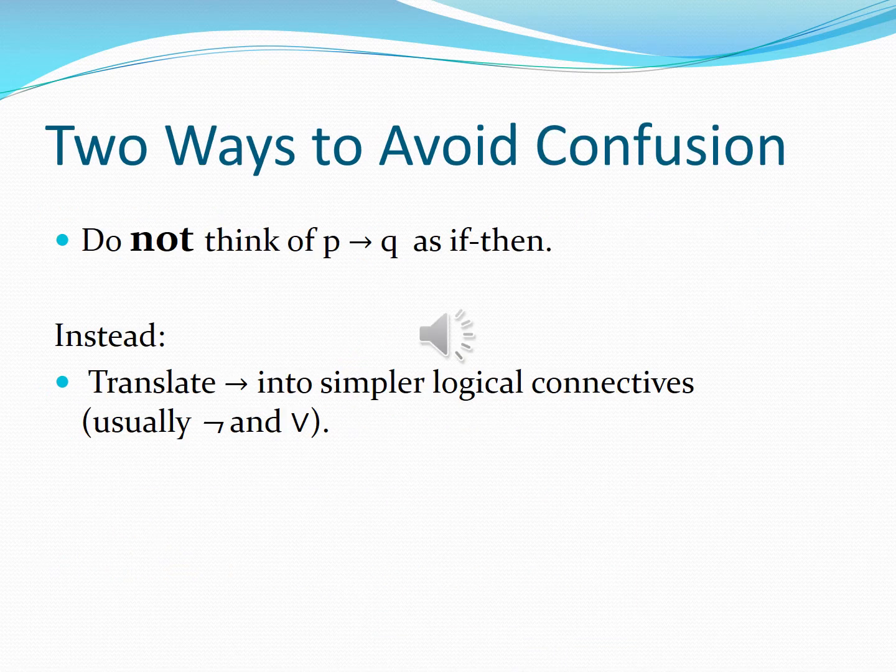Two ways to avoid confusion. Do not think of if P then Q as an if-then statement. Instead, translate the statement into simpler logical connectives, usually using negation, or using union, or using intersection, and so forth.